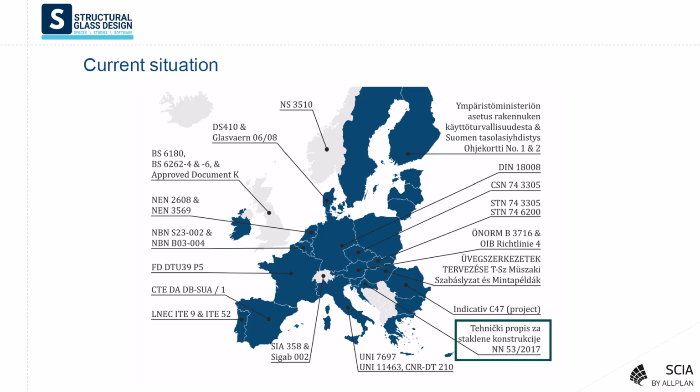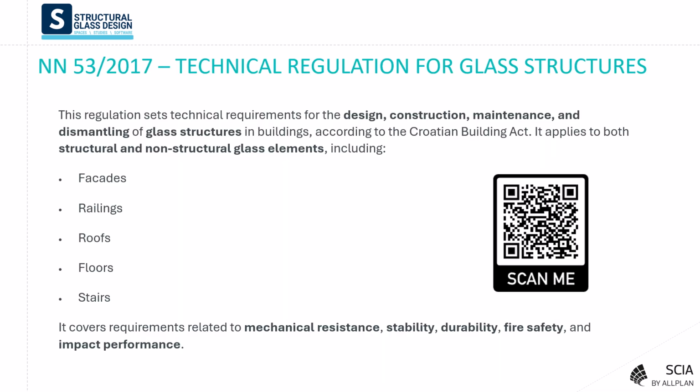So in Croatia specifically, there is national norm NN53 issued in 2017, which gives some provisions and some conditions regarding the glass design of elements. So it's more like rules and a set of conditions that need to be applied, like where to use laminated, where to use secured glass, and it works in conjunction with EN 16612.